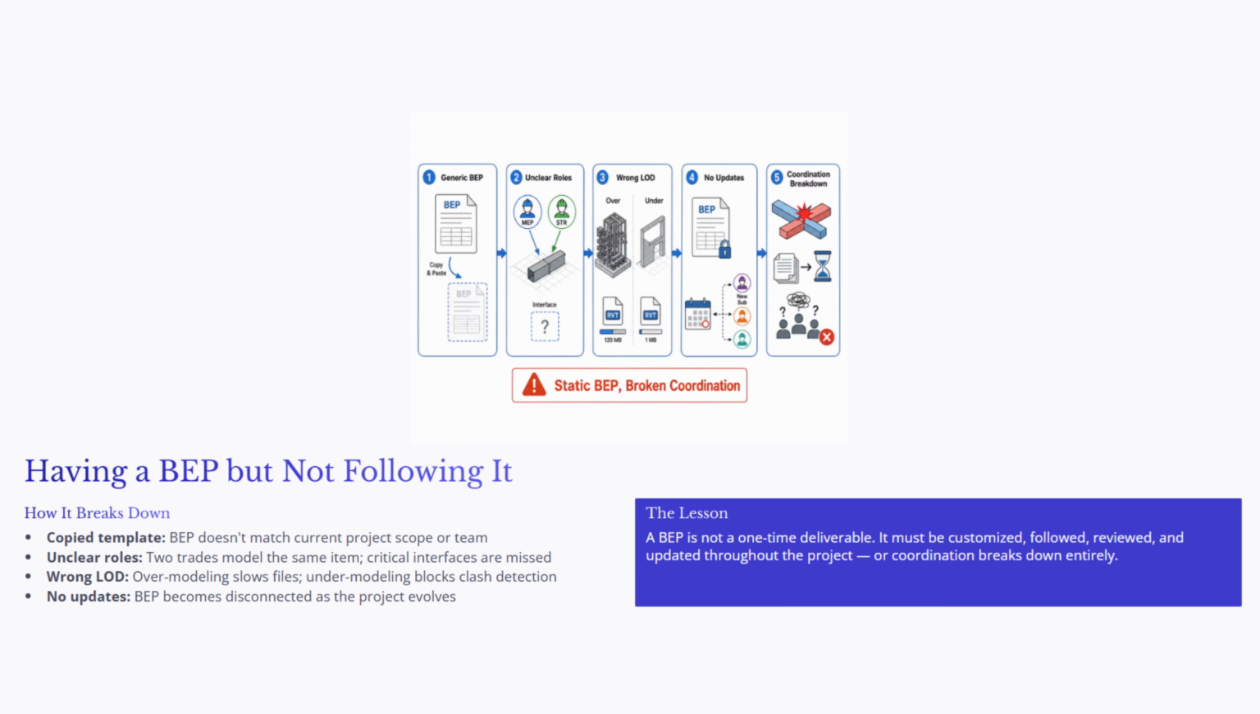For example, two trades may model the same component, while an important interface may be missed because everyone assumes someone else is responsible. Third, the level of development, or LOD, may be poorly defined. If the team overmodels, files become heavy and slow. If the team undermodels, the model may not support clash detection or constructability review.